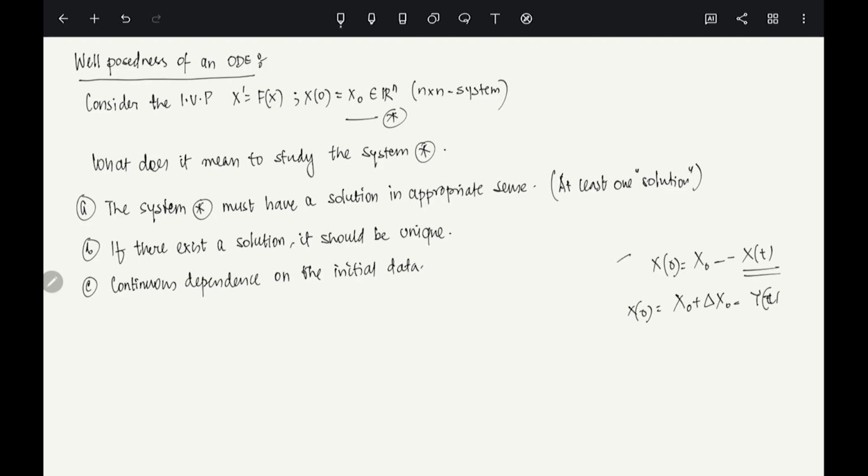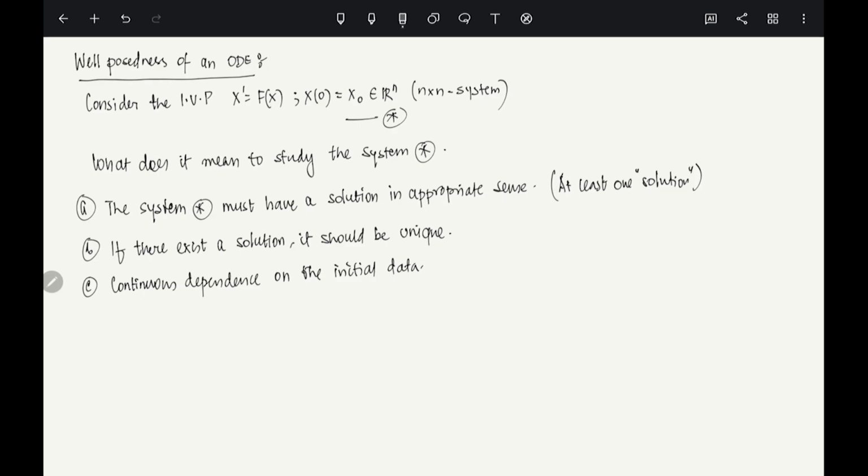Starting from x0, you have x of t, and if you start from x0 plus delta x0, you have y of t. What is the relation between x(t) and y(t)? If delta x0 is sufficiently small, in some sense, you expect x(t) minus y(t) can also be made sufficiently small. So if you change the data a little bit, you also expect your solution to change a little bit. I will make all of this very precise in a minute or so, but you do understand the concept. This is a very, very important property.